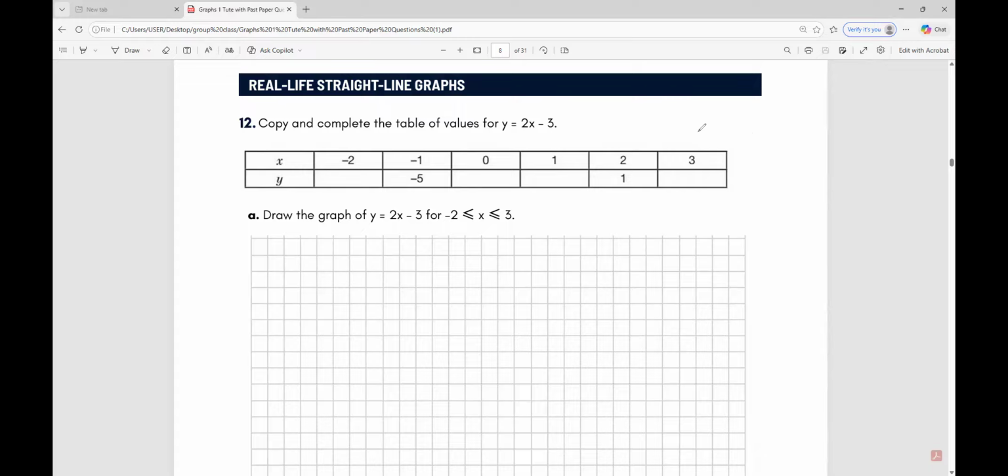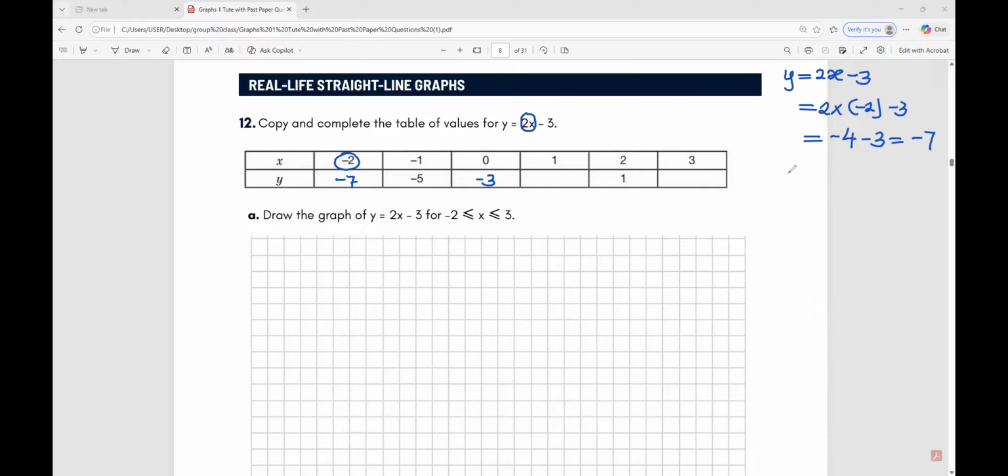x is equal to minus 2. When x is equal to minus 2, what is the y coordinate? 2x minus 3, 2 times minus 2 minus 3. 2 times minus 2 is minus 4. Then minus 4 minus 3 is minus 7. This is minus 7. Then when x is equal to 0, this whole term is 0, y is equal to minus 3.